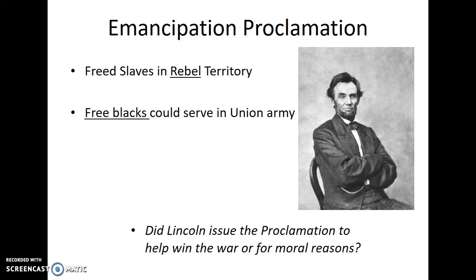And so once the war's over, it's very likely a lot of the slaves that were freed in rebel territory could be put back into slavery. So this is a temporary decision by the president, only as long as the war lasts.